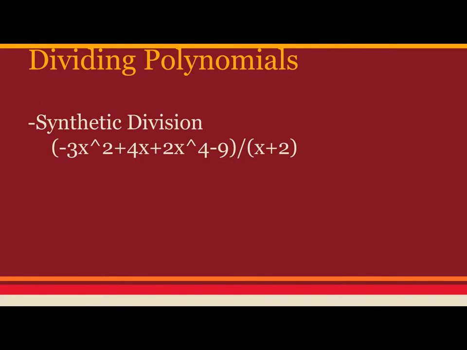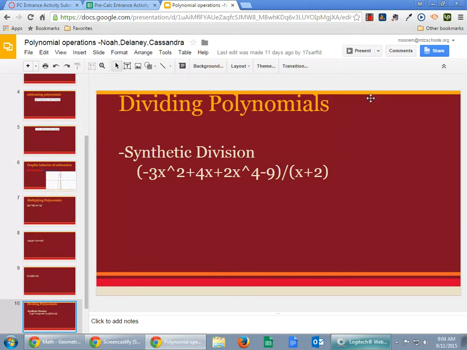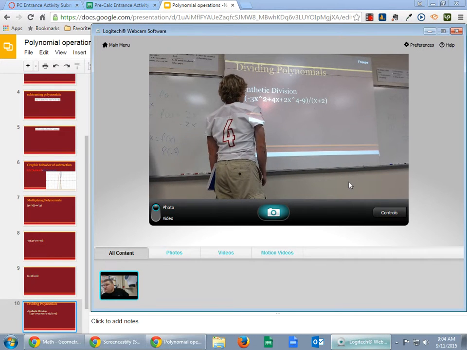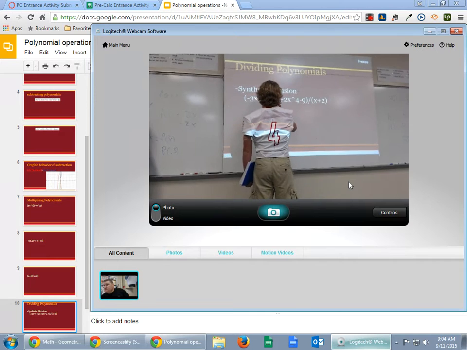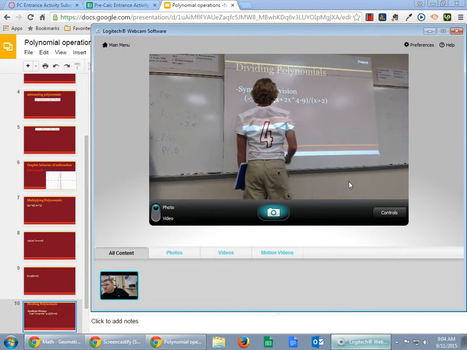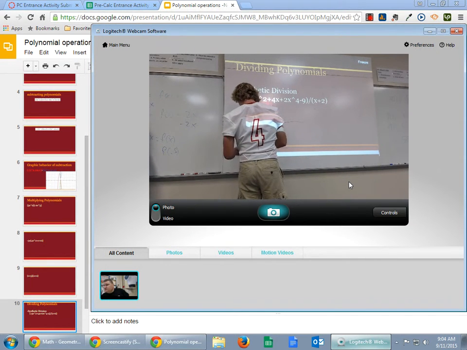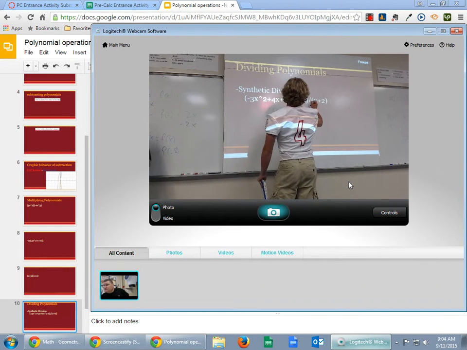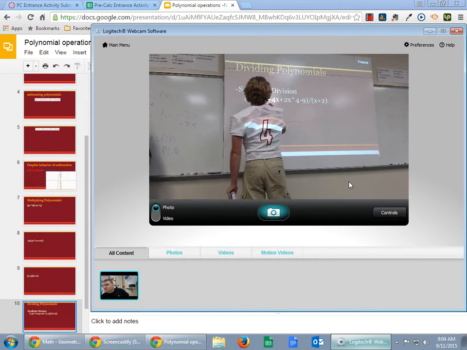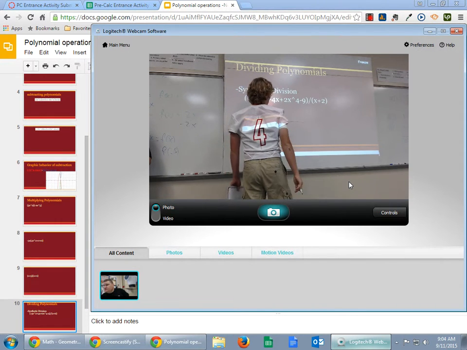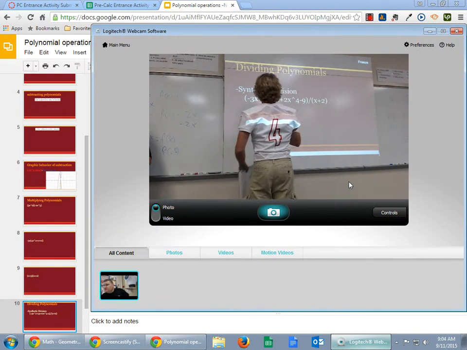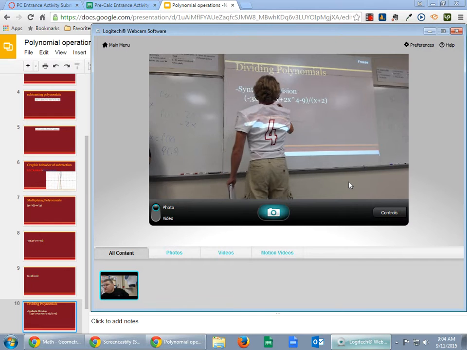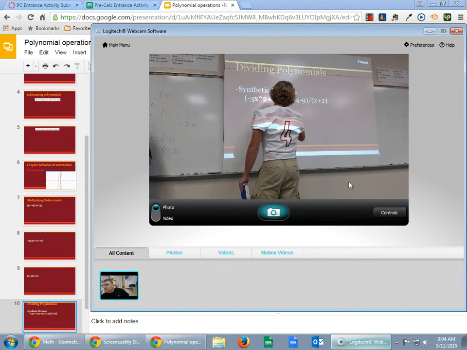Dividing polynomials. There's two possible ways. One is synthetic division, where you make a little L shape, and you put the opposite of what this is. So I'm dividing by x plus 2, so you put right here a negative 2. You put the opposite. And so this is a negative 3. So you put a negative 3 first and bring it down.